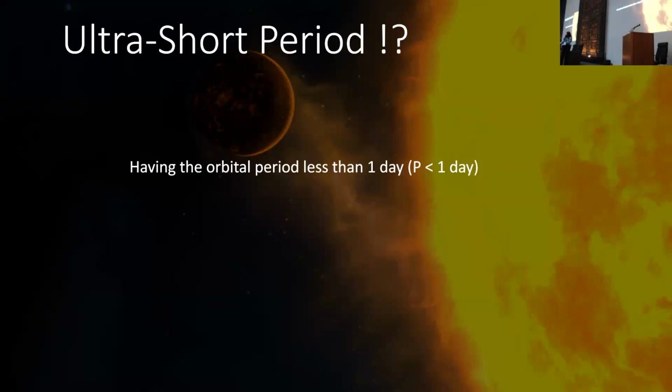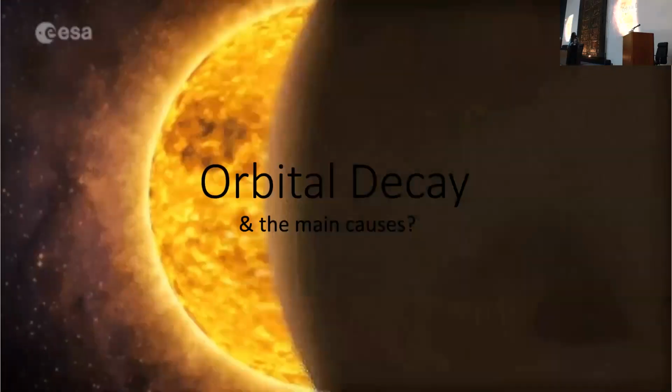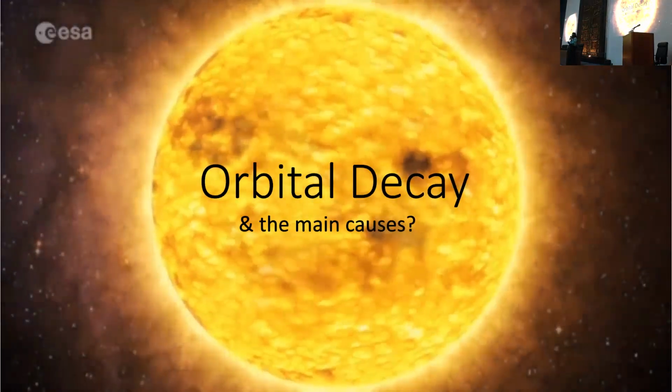This class of exoplanets has ultra-short periods. One reason is that they orbit very close, so they have short periods. What other reasons could there be? The other reason could be the higher temperature caused by the proximity of the star. This may have stripped off the planet's outer layer, leaving behind only a dense core. This might also lead to an even faster orbital period, and this scenario we call orbital decay.